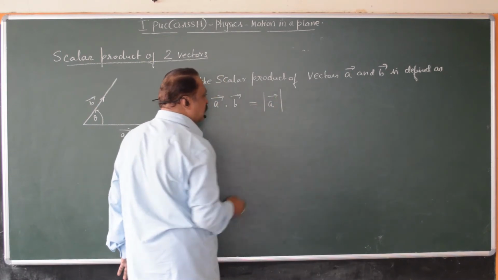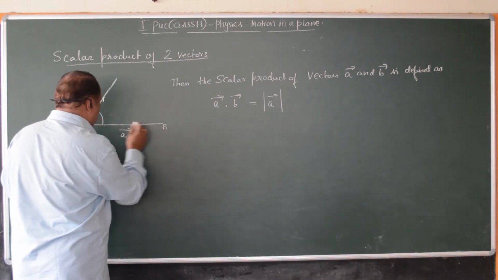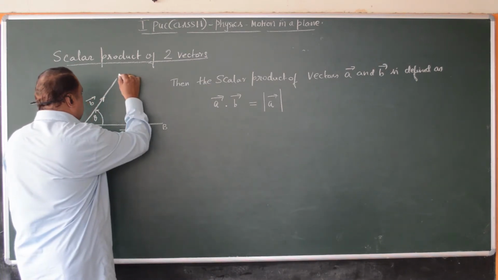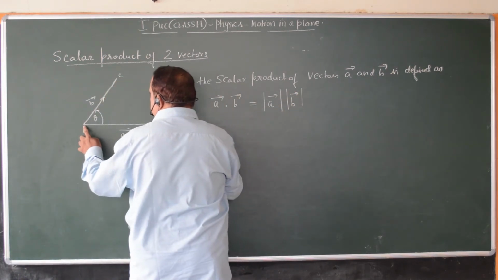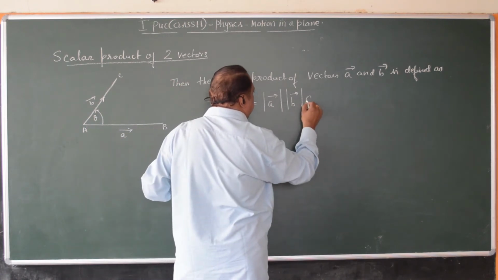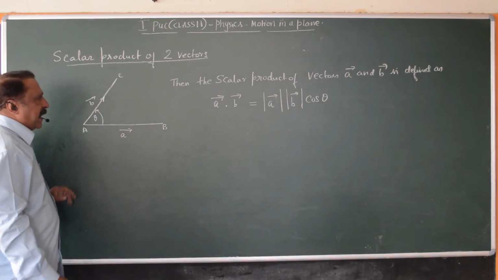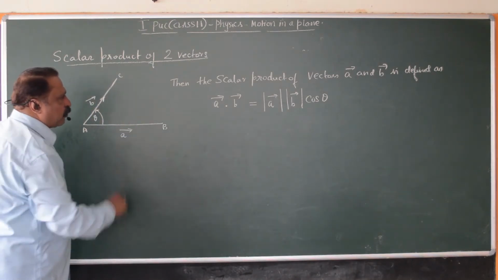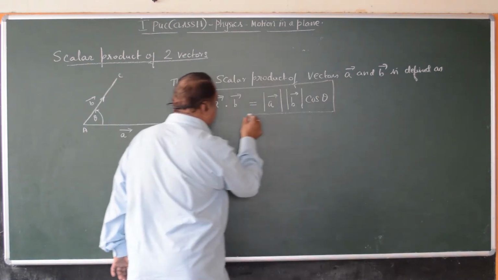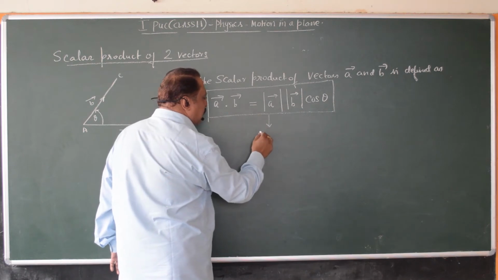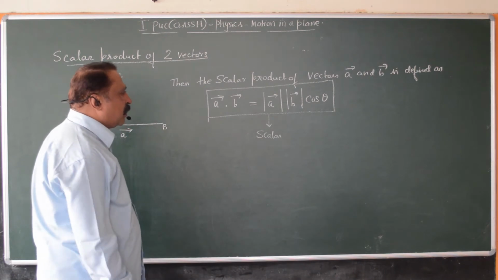as RHS is magnitude of vector A, that is the length of the line segment AB, into magnitude of vector B, that is the length of line segment AC, into cos of the angle between the two vectors. If theta is the angle between the vectors, then we have cos theta. Now you should note that the simplified answer of this is purely a scalar, it's a number. So it is called the scalar product of two vectors.